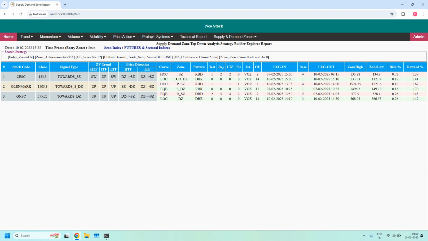In these 3 stocks, these 5 minutes demand zones are overlapped with 15 minutes demand zone. And 15 minutes trend is uptrend in all these stocks. If any of these 15 minutes demand zones are having daily EMA confluence, maybe they could be even more high probability to get the success.